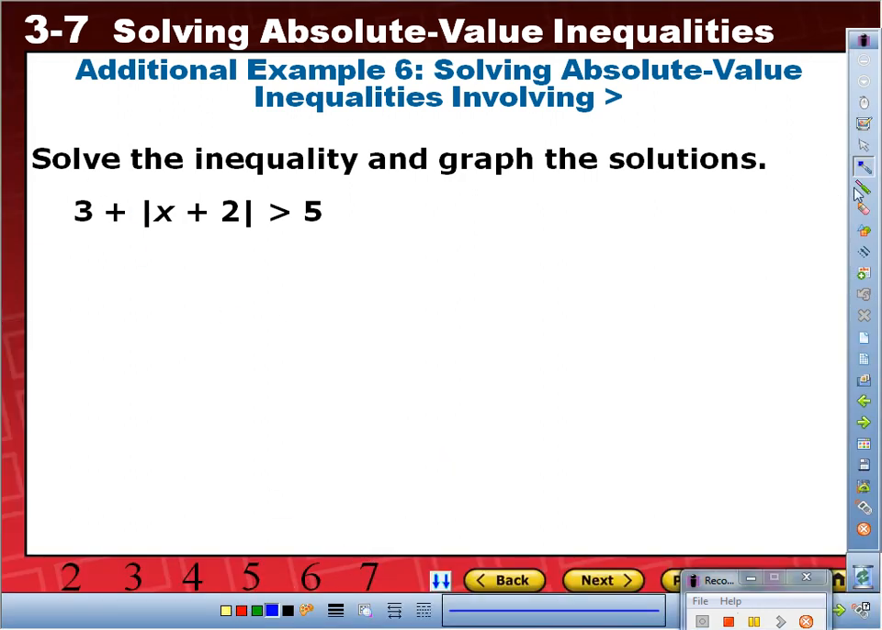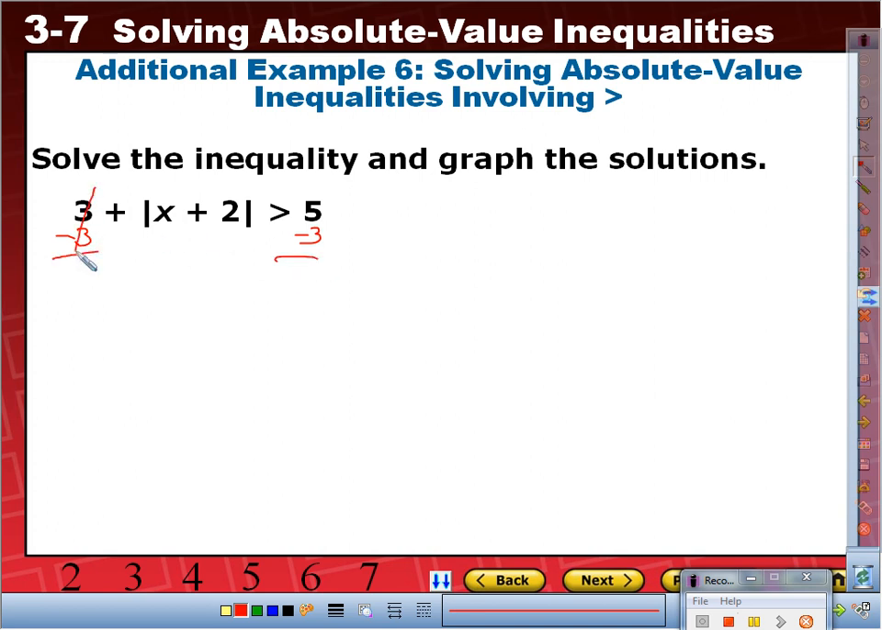Let's see. What's outside the absolute value? It's a 3. But since the 3 is not right next to it, it's not multiplication, right? So what symbol is this? It's a positive 3. To get rid of it, we need to subtract 3 from each side. Subtract 3, subtract 3. These cancel. We're left with absolute value x plus 2 greater than, what is 5 minus 3? That is 2. From there, could we simplify this side anymore? No, the absolute value is by itself.